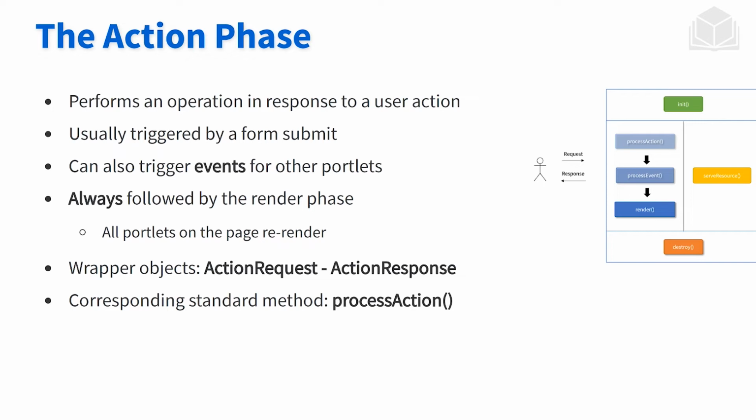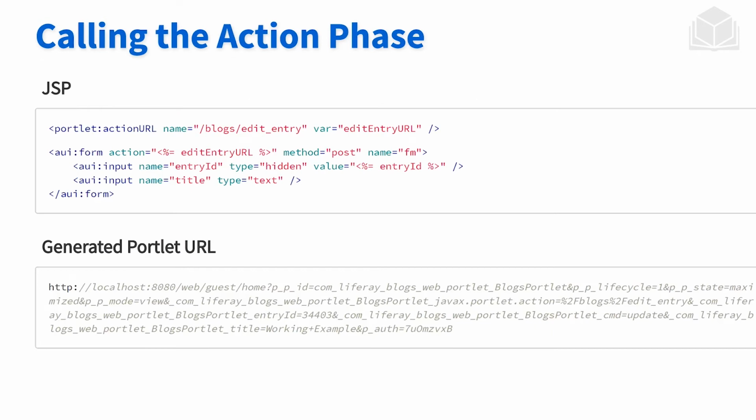Just like with the render phase, there's also an action request and an action response object that we can have parameters passed to and then extract out. The method in the Java standard that the action phase corresponds to is the processAction method. Let's take a look and see how this works.